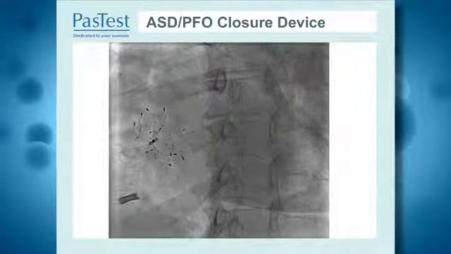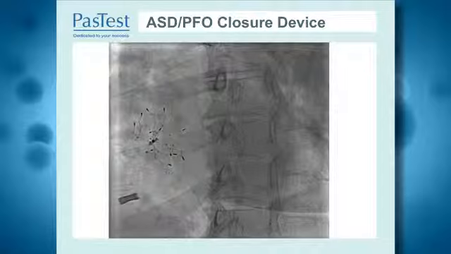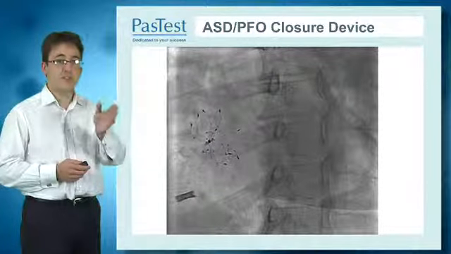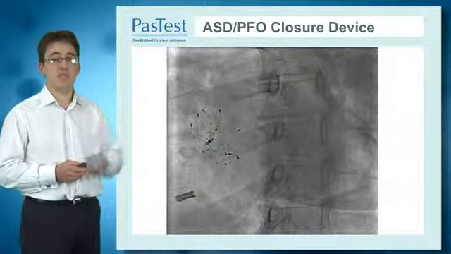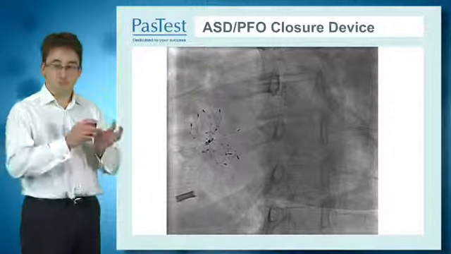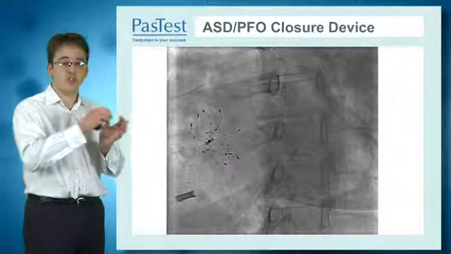In this image here you can see a percutaneous ASD closure device which has been implanted across the atrial septal defect. There are two sides to this device, one which sits in the left atrium and one which sits in the right atrium. They get pulled together to form an umbrella-like structure which straddles the hole.